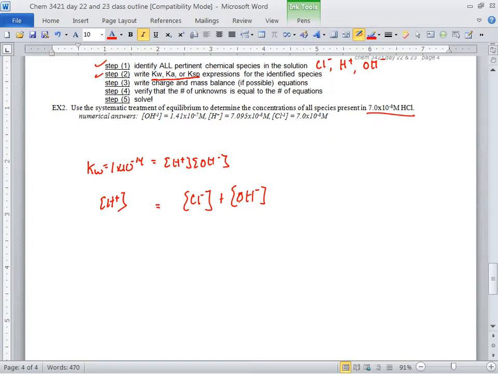Okay, so Danielle, charge balance, I think, is done, right? We just took a look at all of our species present and wrote all the cations on one side, anions on the other. That leaves mass balance. Can we write any mass balance? Hey, before we write mass balance, it's always kind of confusing to me, Danielle. Let's see if we're done. How many unknowns do we have? Three. How many equations do we have? Two. So do we have to write a mass balance? Yeah. So what could it be?